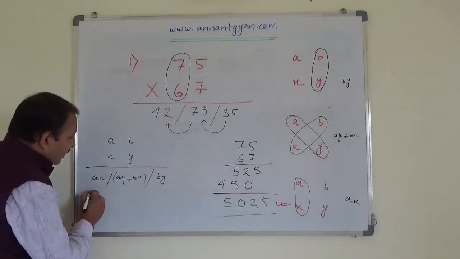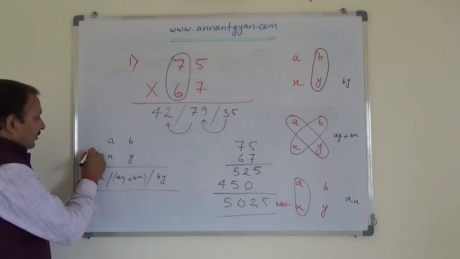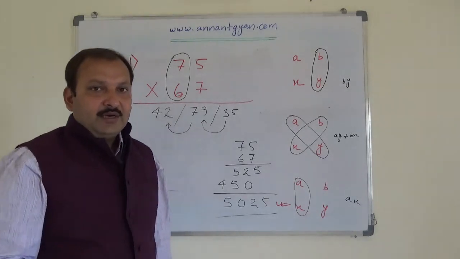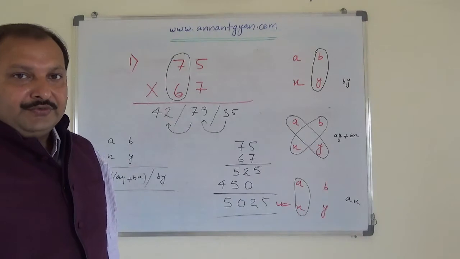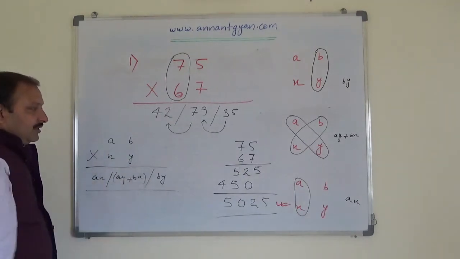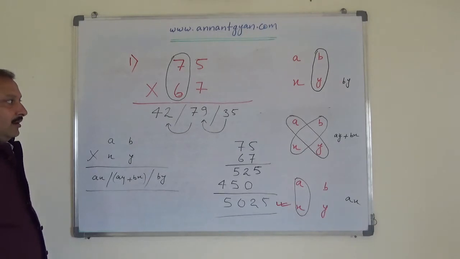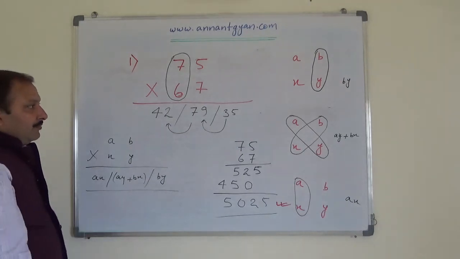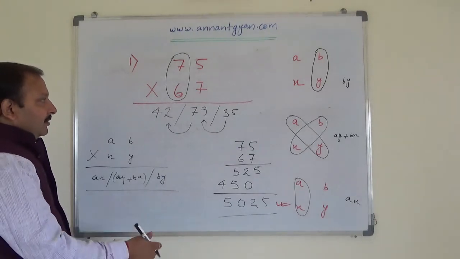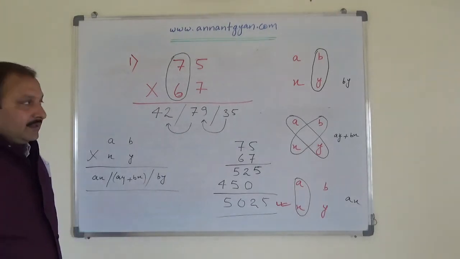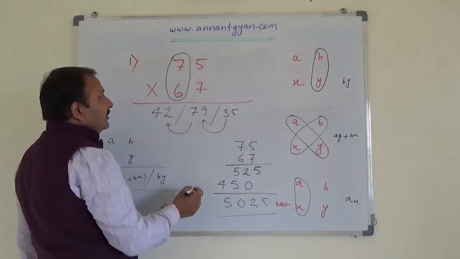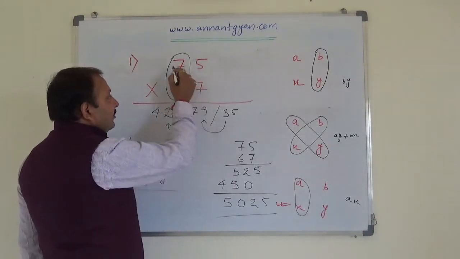This is the formula to get the answer of any 2-digit number multiplied by a 2-digit number in a single line. So this formula we shall use to multiply any number. You can learn this formula by proper practice. First we shall multiply both unit place numbers together, and second we shall do the cross multiplication.